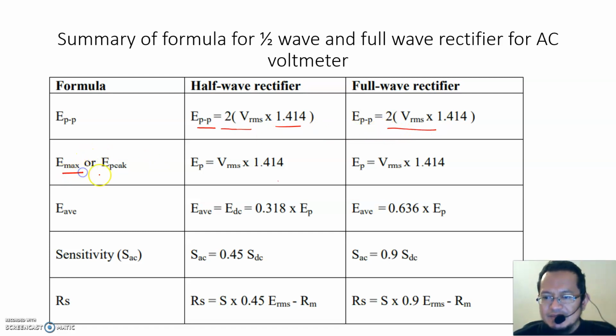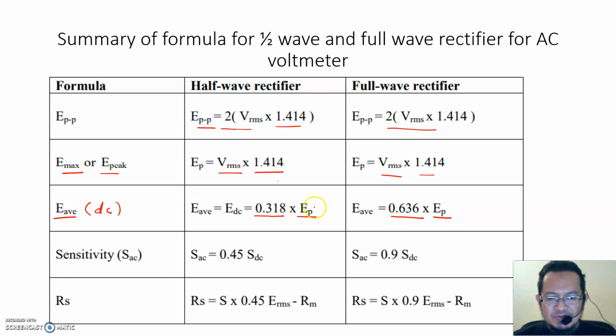So the max or the peak voltage is VRMS multiplied by square root of 2, which is the same as the full rectifier. However, the average value, or I can say the DC value, for half rectifier is 0.318 multiplied by the peak to peak voltage. Whereas for full rectifier it is 0.636 multiplied by the peak to peak voltage.